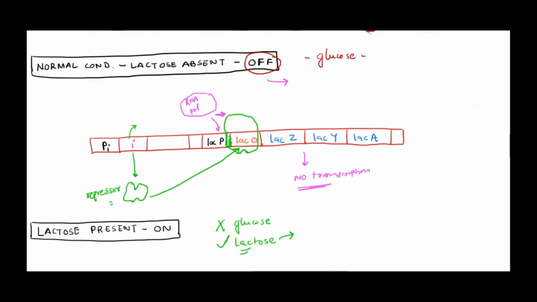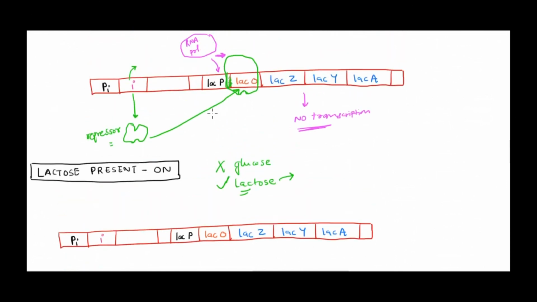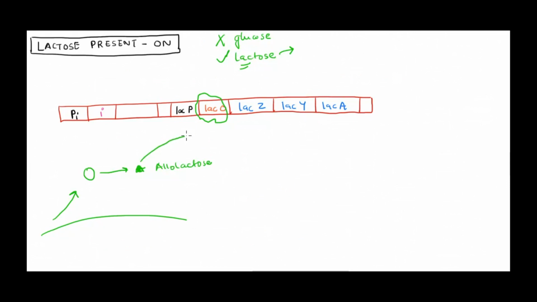It is the allolactose that can bind to the repressor. This repressor actually has two binding sites. One is the site which binds to the Lac operator, and there is another allosteric site where the inducer binds. The inducer in this case is allolactose. This allolactose will now bind to the repressor.